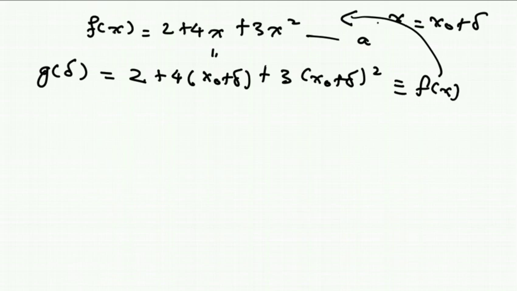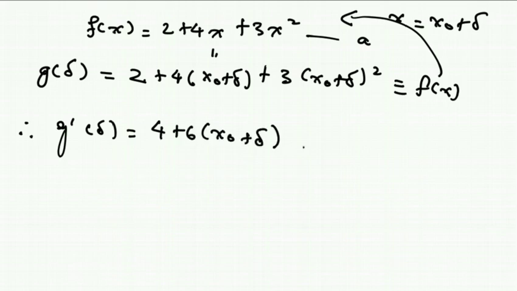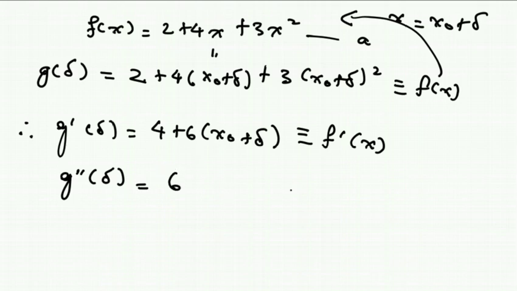So when we try to find g prime delta, we have 4 plus 6(x naught plus delta), which is equivalent to f prime x. We can also have the second derivative, g double prime delta, equivalent to 6, because we no longer differentiate with respect to x, which also equals f double prime x.